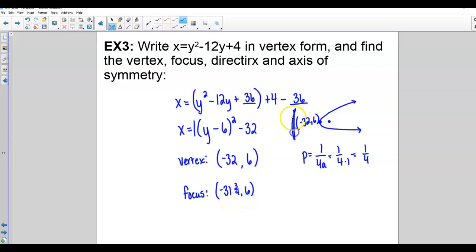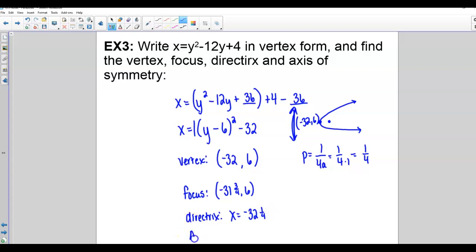The directrix is going to be over here, and it is going to be a vertical line, which means it's going to be x equals. So my x coordinate, I'm subtracting 1/4. So I'll get negative 32 1/4 here for my directrix. That's an x equals line.